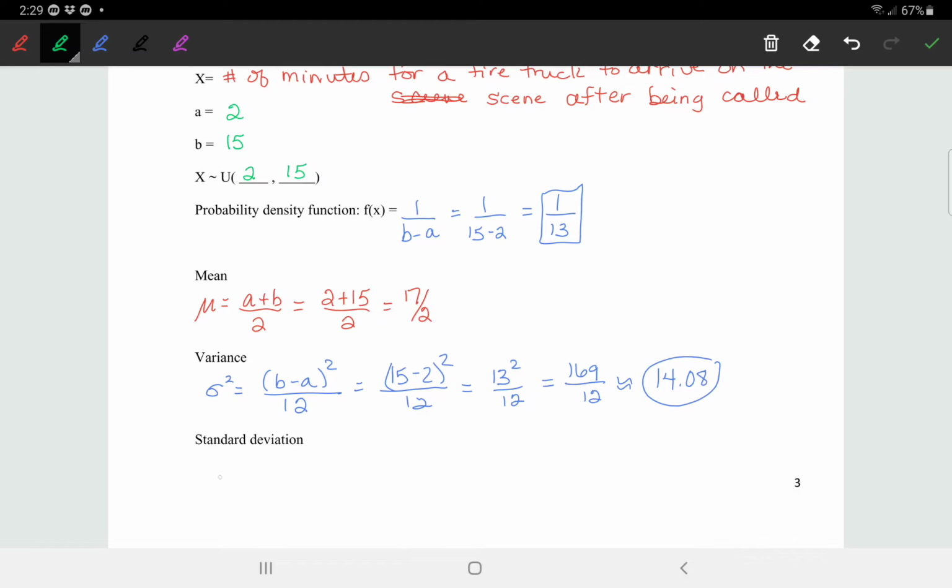Lastly, we can find the standard deviation, not sigma squared, just sigma, which is equal to the square root of sigma squared, will be b minus a divided by the square root of 12. So 15 minus 2 divided by the square root of 12. That's the same thing as 13 divided by the square root of 12. And this is approximately 3.72.